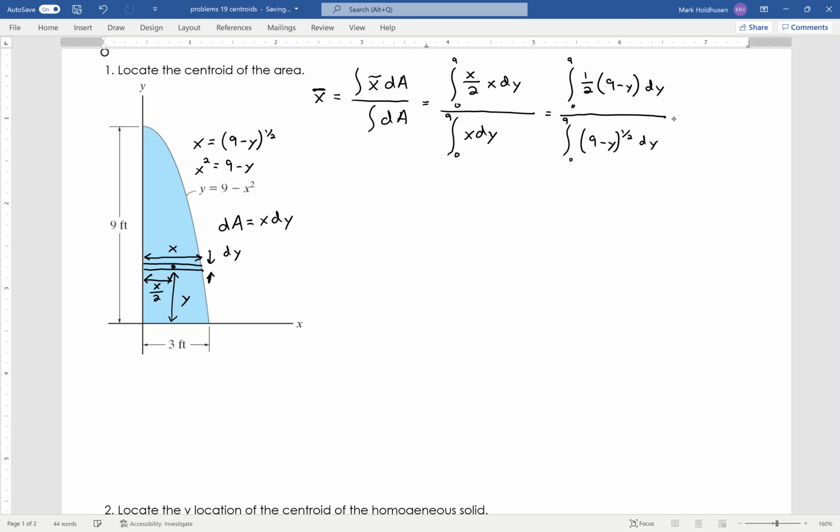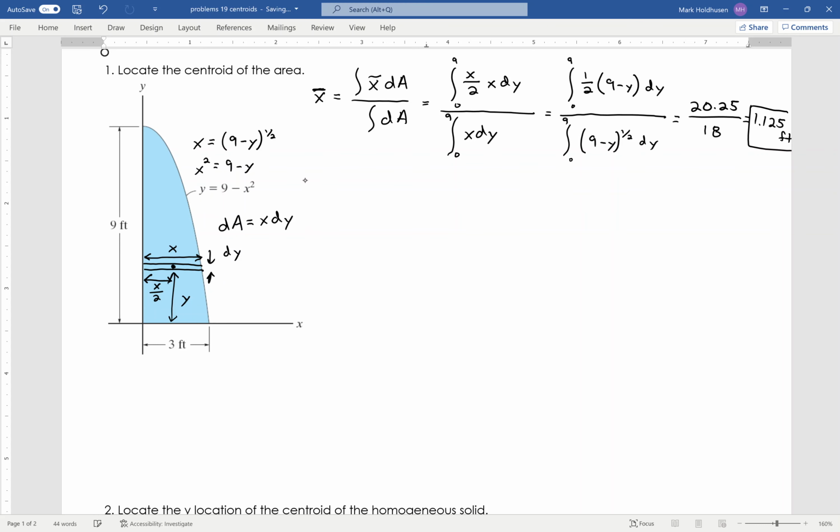Now, I'll assume you know how to do integrations of an equation like this. You can always use a calculator if you don't want to do it by hand. In the numerator, I get 20.25, and the denominator, which is the area, I get to be 18. Therefore, this becomes 1.125 feet. So that is the x location of the centroid.